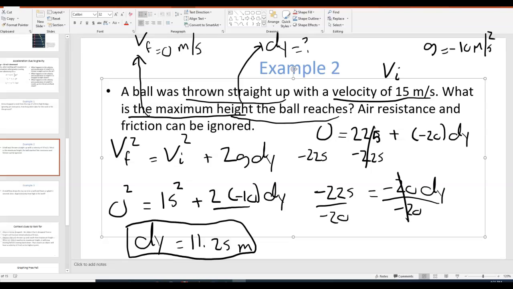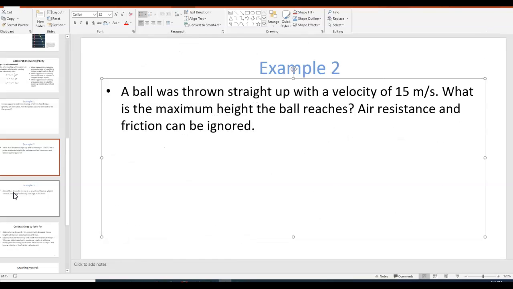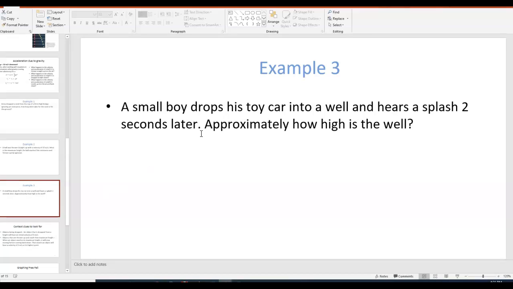Okay, we're going to do one more quick example. Okay, example 3. A small boy drops his toy cart into a well and hears a splash 2 seconds later. Approximately how high is the well?